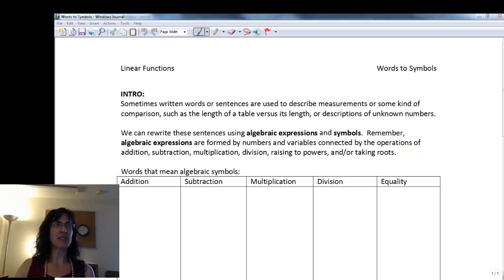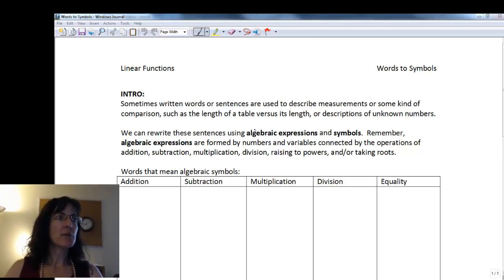Words to symbols. Sometimes written words or sentences are used to describe measurements or some kind of comparison, such as the length of a table versus its height, or descriptions of unknown numbers. So when we use these sentences to figure out a problem, we generally need to convert them into numbers and into equations or expressions.